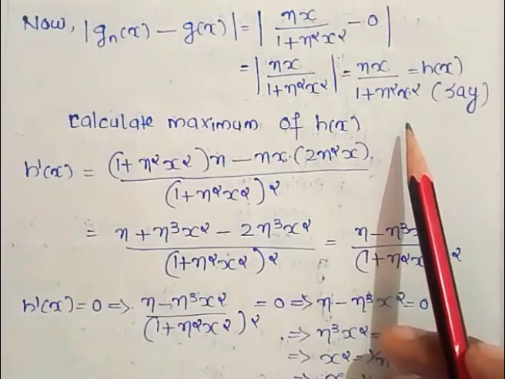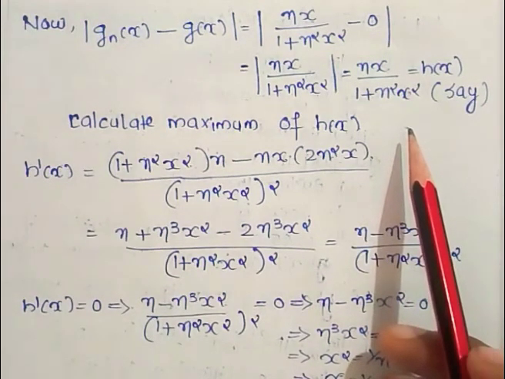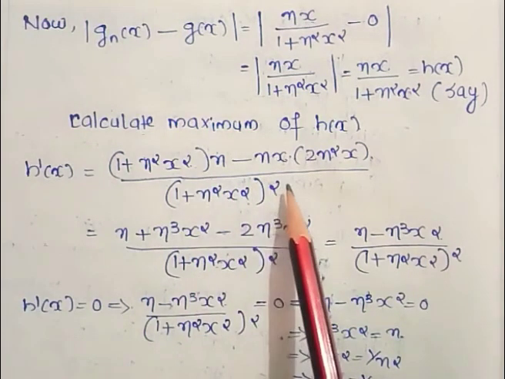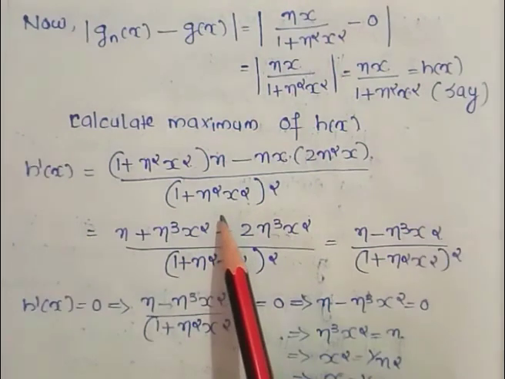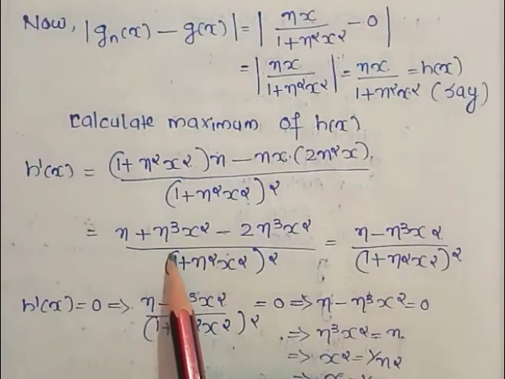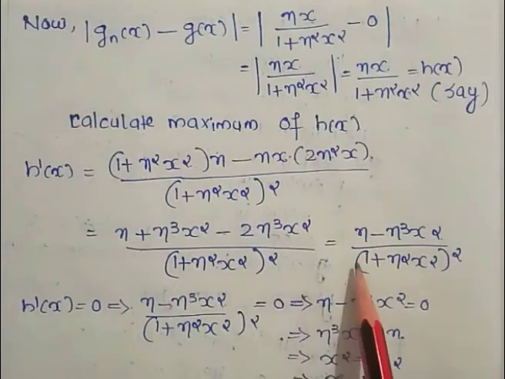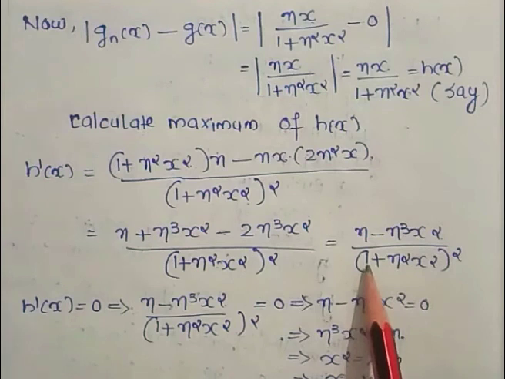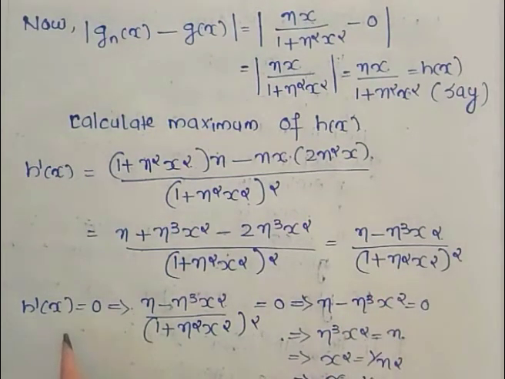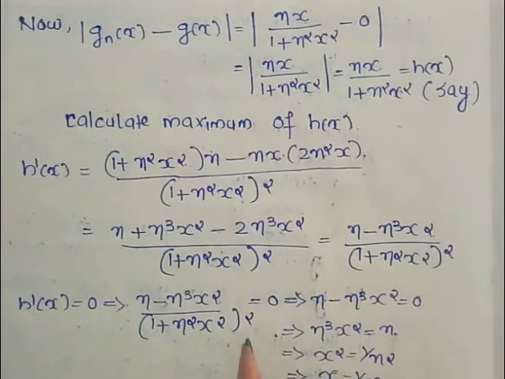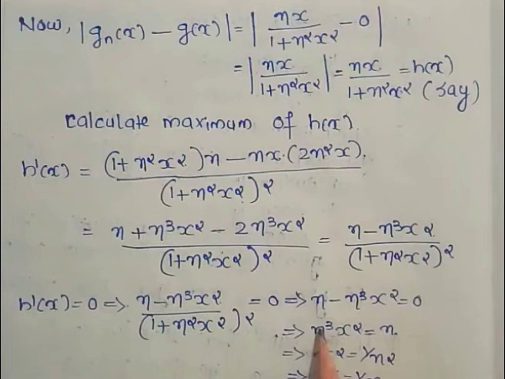For that we want to solve the equation h'(x) = 0. So first find h'(x). h'(x) = [(1 + n²x²)·n - nx·2n²x] / (1 + n²x²)², which is equal to (n + n³x² - 2n³x²) / (1 + n²x²)², which is equal to (n - n³x²) / (1 + n²x²)². Then h'(x) = 0 implies that (n - n³x²) / (1 + n²x²)² = 0, which implies that n - n³x² = 0, which implies that n³x² = n, which implies that x² = 1/n², which implies that x = 1/n.